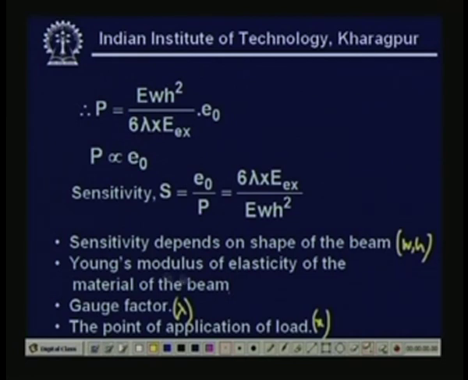Yes, Young's modulus of elasticity. So, it will basically depend on E. Anyway, it depends on the Young's modulus of the material.